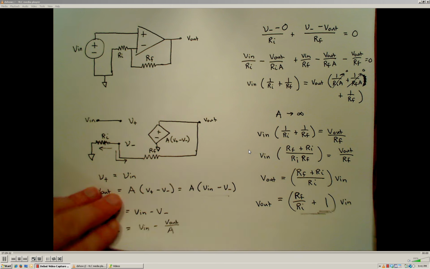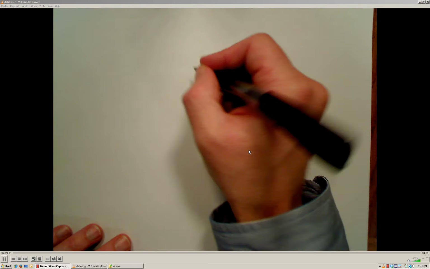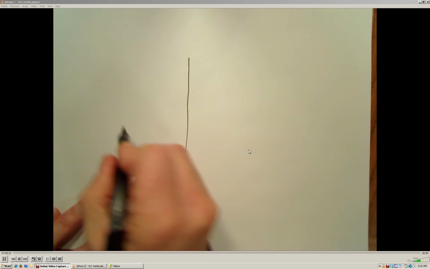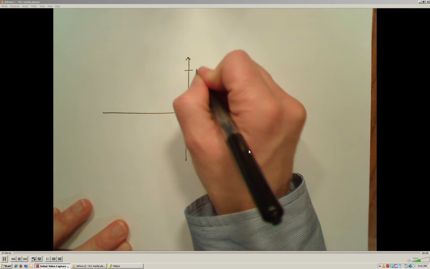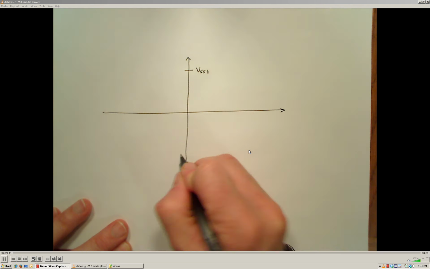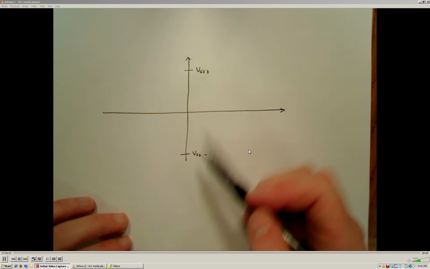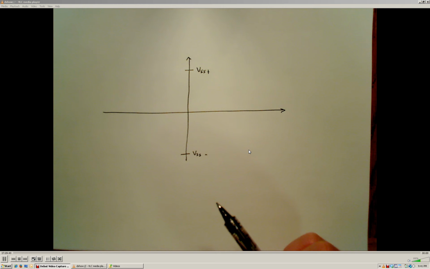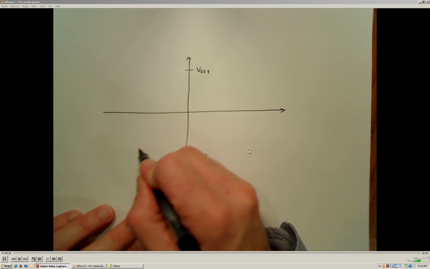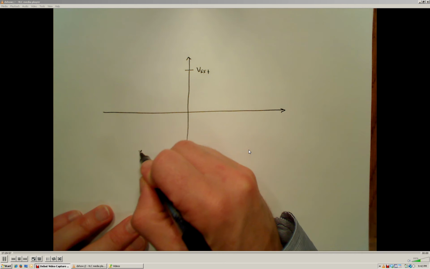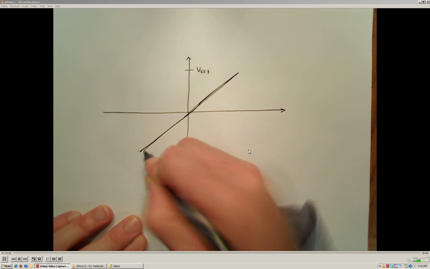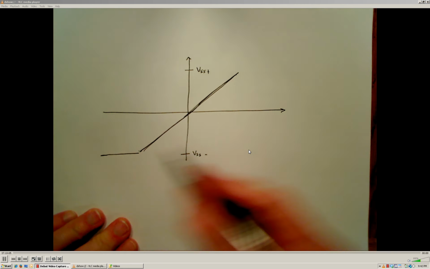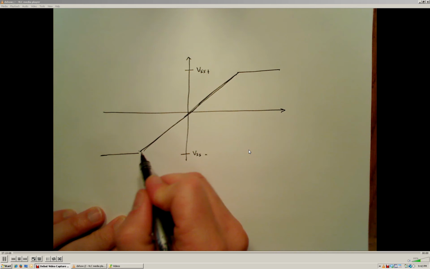Now, if we were to plot the behavior of this, again, we are limited by the supply rails, or the supply voltages. So if we supply a VSS plus and a VSS minus, those are the voltages that we're providing to power the op-amp. And we look at what the behavior of this circuit is going to be. It's going to be something with a slope at least slightly greater than 1, could be much greater than 1.